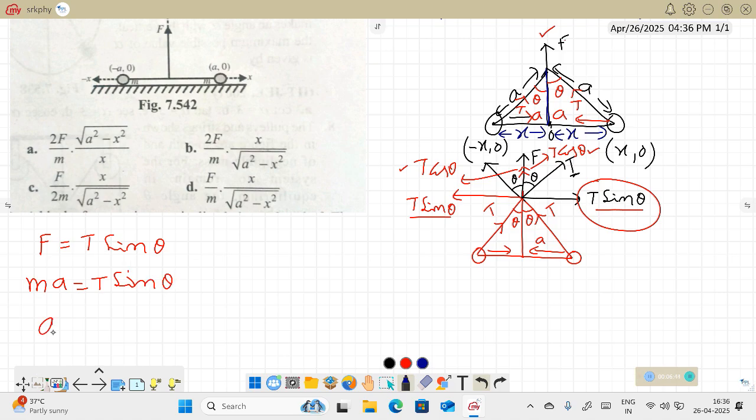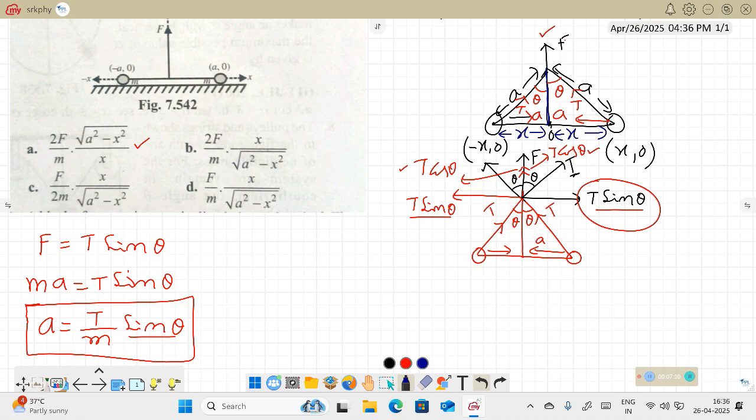Now in this case they are asking to find the acceleration. Acceleration is equal to T by m into sin theta, we can write. So this is the acceleration of the mass body. But if you see the options, one option is given as 2F by m into under root of a square minus x square by x form. All options are in that form. That means here sin theta is there, and for sin theta we have to replace it with the required notation.